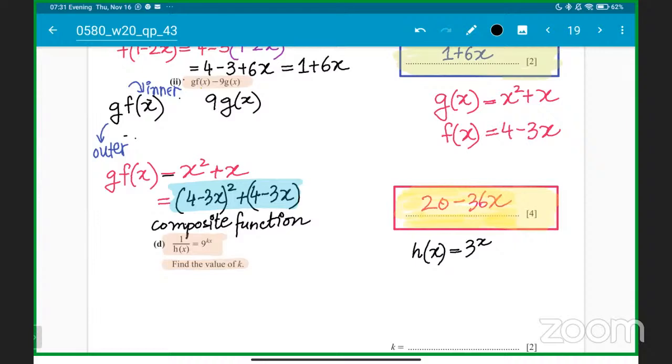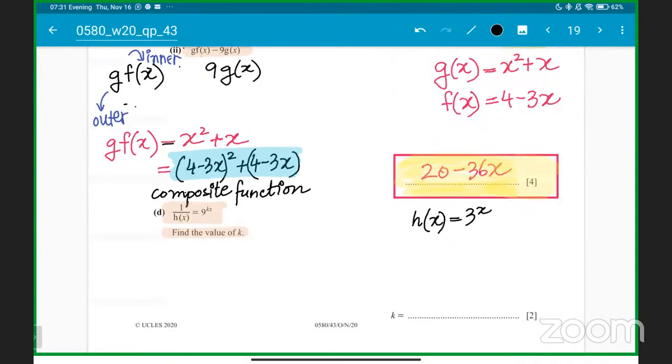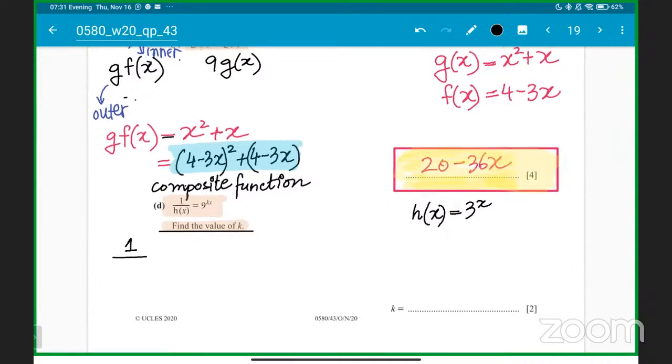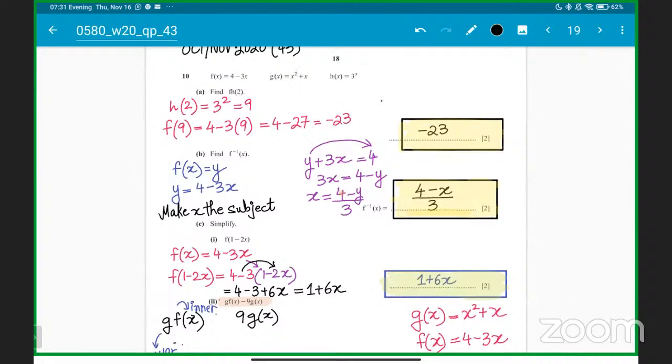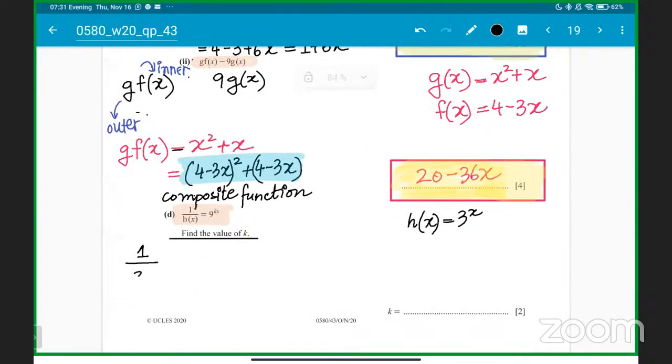Okay, continuing. Now we have to find the value of k, students. We have been given 1 over h(x) is equal to 9 times k power x. Again, indices, they are trying to test that as well here. We already know the h(x) function, that is 3 power x. So 1 divided by 3 power x is equal to 9 times k power x.